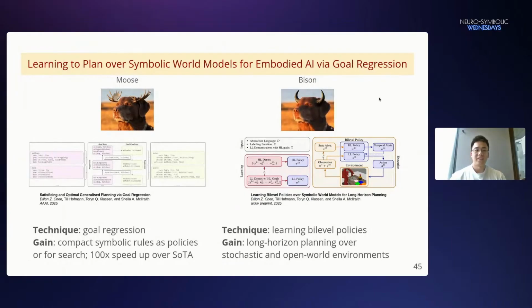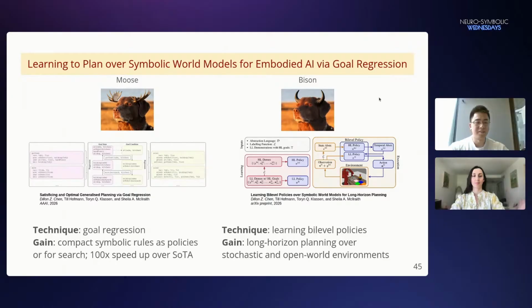So that's it for my talk. Here's our summary slide. We've talked about how we can learn to plan over symbolic world models for embodied AI using the key technique of goal regression. We talked about our Moose architecture, where we use goal regression to synthesize very compact and symbolic rules as policies or for search, which outperform the state of the art by several orders of magnitude. We also talked about how we can learn bi-level policies using symbolic world models and goal regression to get long horizon planning that operates quite well over both uncertain and open world environments. And that's the end of my talk.